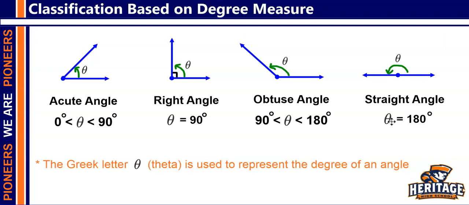As for the angles themselves, the measurements, we are going to first use the Greek letter theta to represent the degree of an angle. You will see that sign throughout the course. So the first type of angle you will see is called an acute angle, which is an angle measurement between 0 and 90 degrees. If you have an angle that is exactly 90 degrees, that is a right angle. If it is between 90 and 180, that is an obtuse angle. And if you have a straight angle, that is exactly 180 degrees.